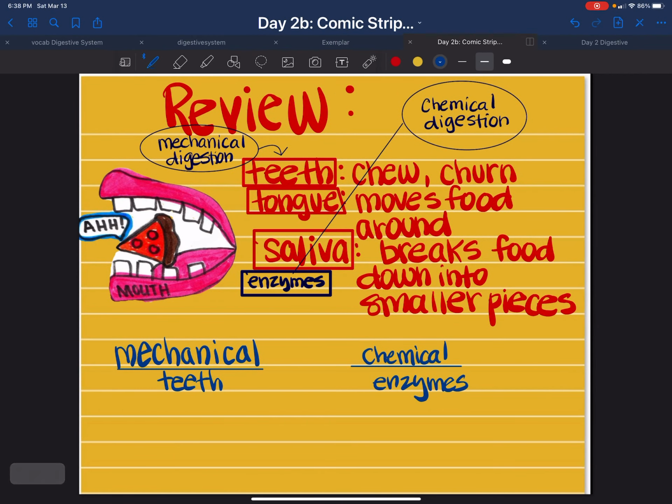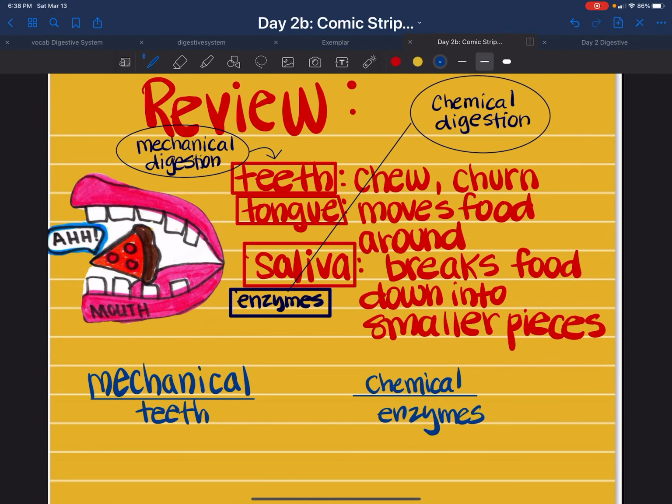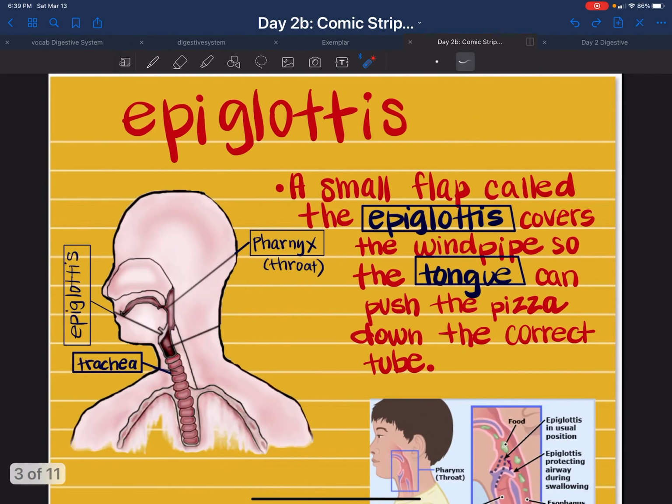Review. As soon as the food goes in our mouth, our teeth, our tongue, and our saliva start the digestive process. The teeth chew and churn, the tongue moves the food around, and the saliva breaks the food down with enzymes into smaller pieces. The enzymes are part of chemical digestion, and teeth are part of mechanical digestion. We'll talk more about that later.